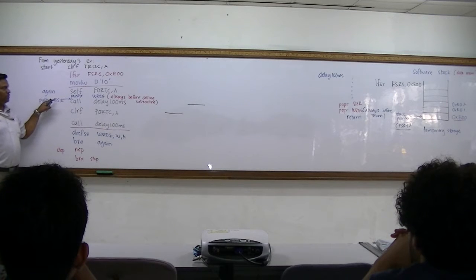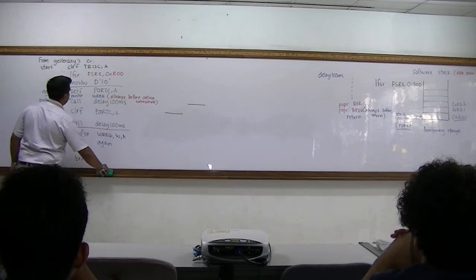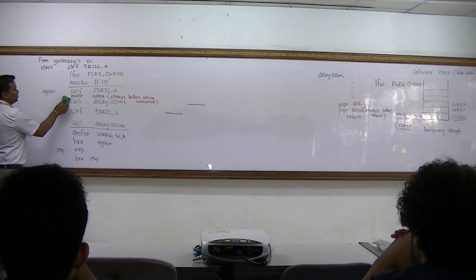Assuming that we are doing this one, can I make changes with this? By using the fast register stack, I don't need to use this push R.